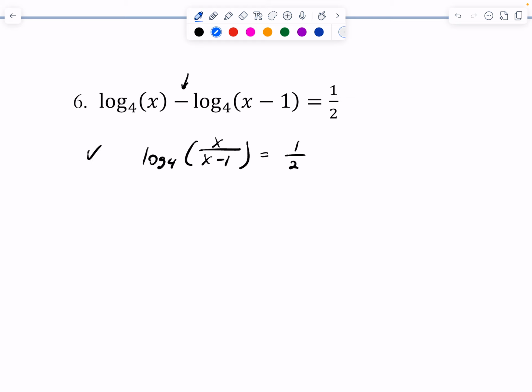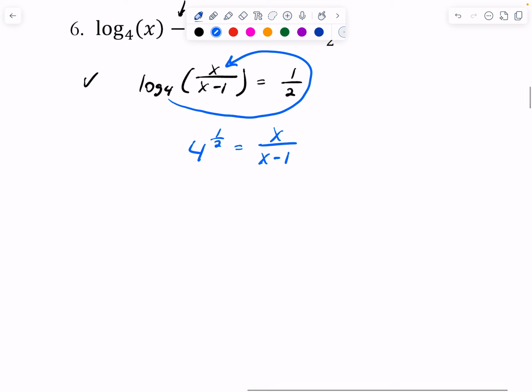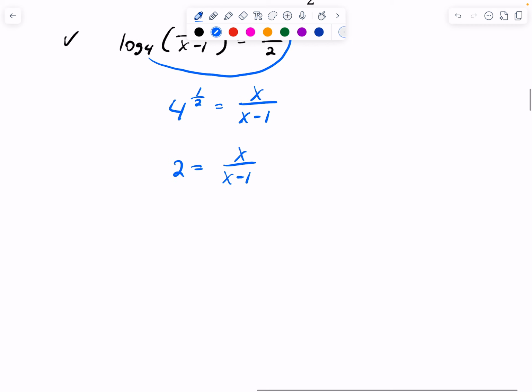So I can write this as an exponential equation. 4 to the 1/2 power equals that argument. 4 to the 1/2 power equals x over x minus 1. I'm hoping you know by now what it means to raise something to the 1/2 power. That's the square root. So that's 2 equals x over x minus 1. Feel free to make this a proportion if you'd like. I'm just going to move the x minus 1 over with multiplication.